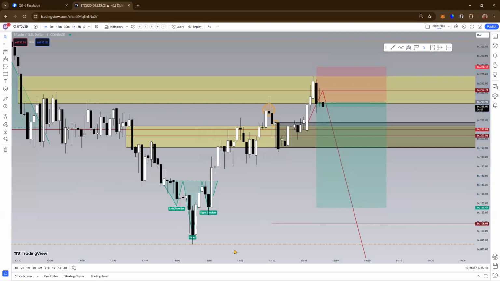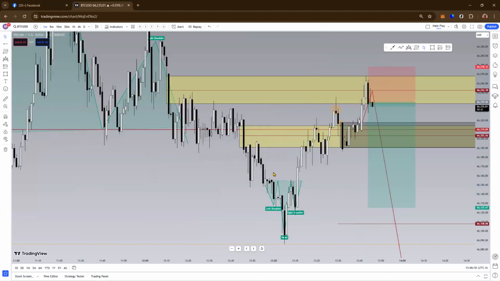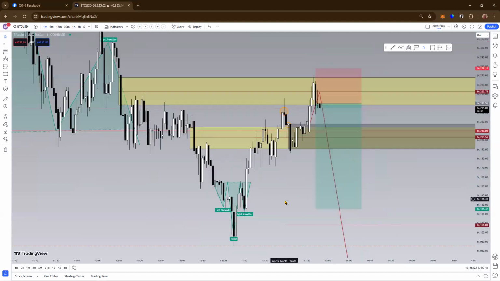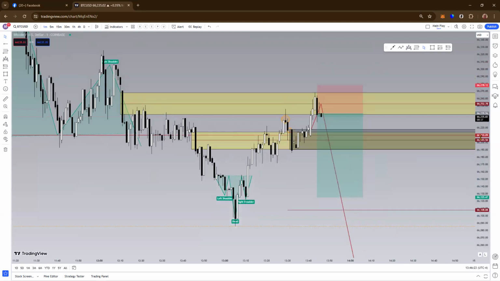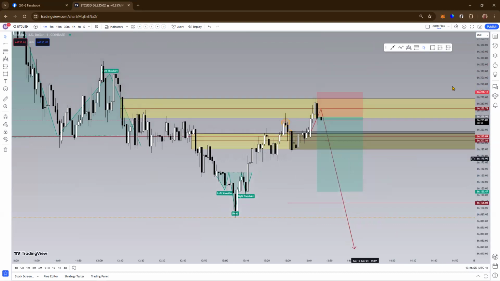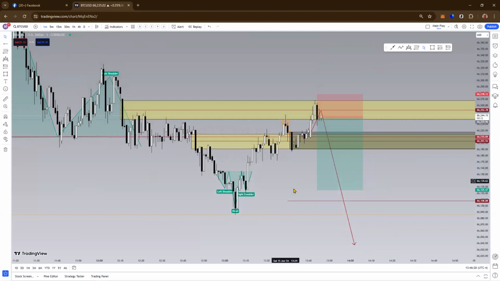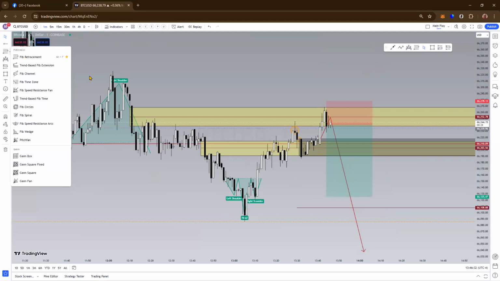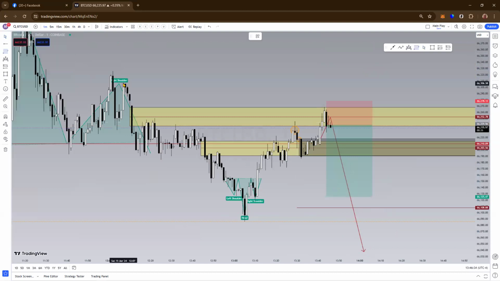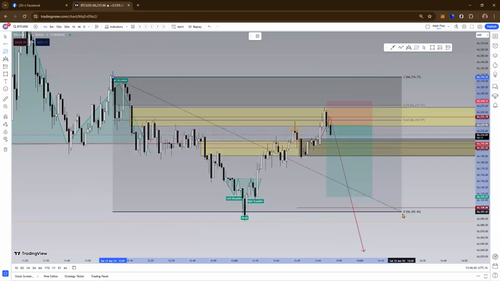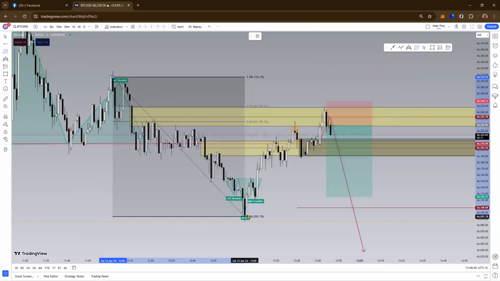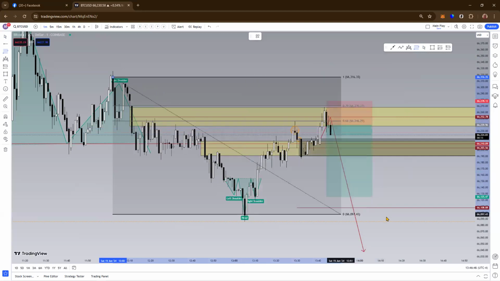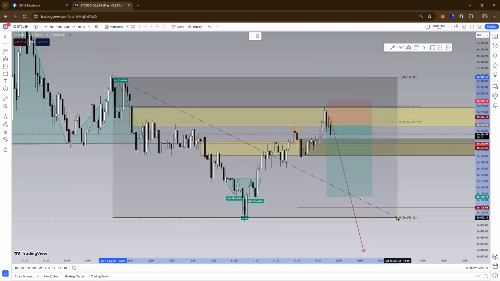Now, what I could have done is take out my Fibonacci tool and see. So the fib would be up here. Stretch it all the way down to the bottom of this right here and see where it's bouncing off of.